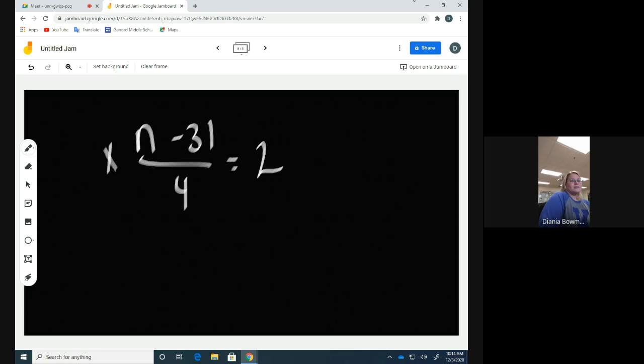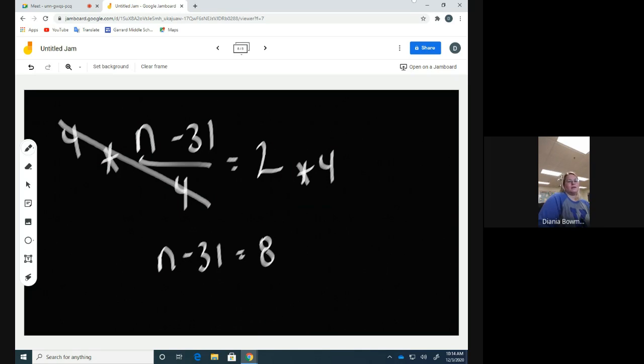So the opposite of divided by 4 is times 4. I'm going to multiply both sides by 4. I'm left with n minus 31 is equal to 8. I'm going to plus 31 to both sides so that I can get n all by itself. I'm left with n plus 0. I don't have to write that. I just write n is equal to 39. Okay, do you see what I did there, kids?